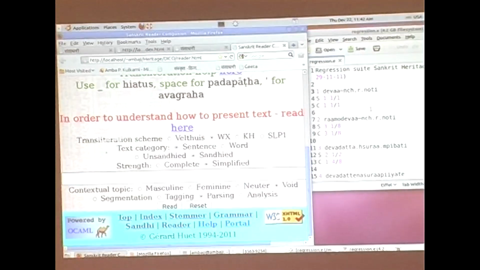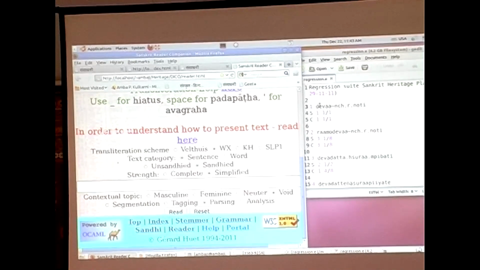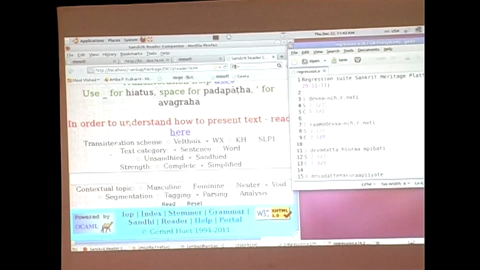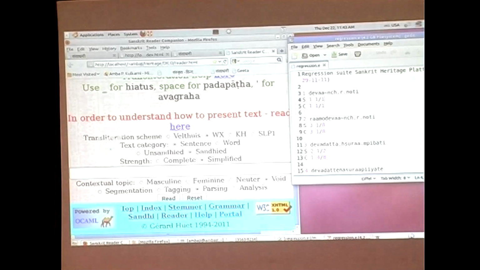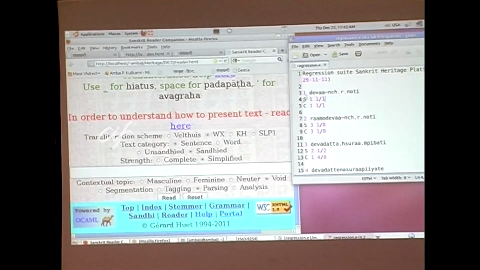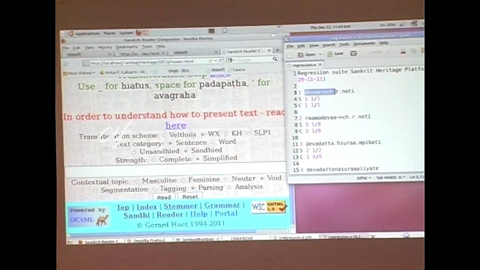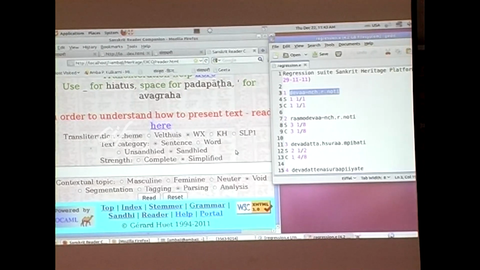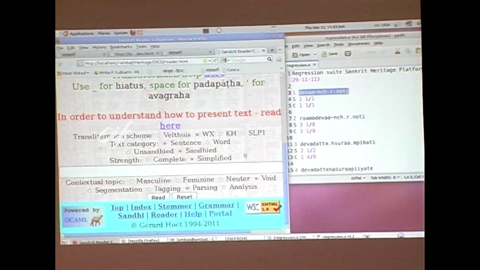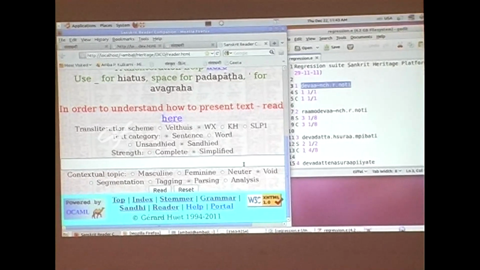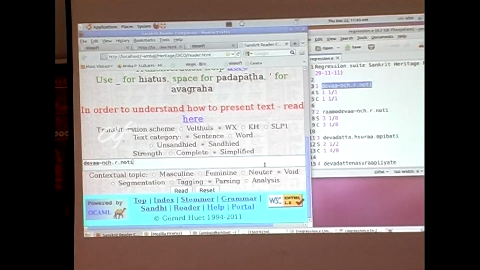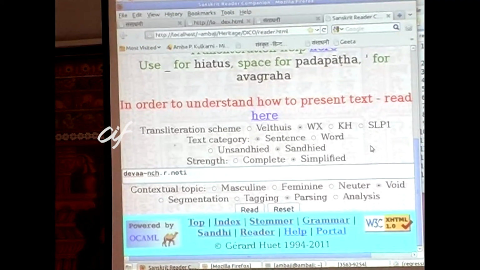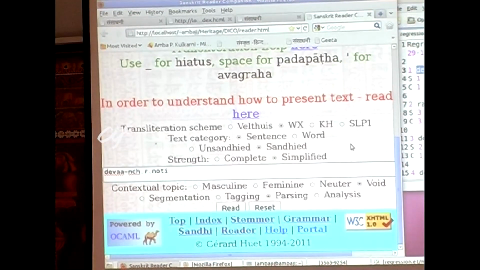So I'm starting with a very simple example. Devan Srinati. See? Now, here you have some kind of control panel. So in this window, you can enter the sentence. And here you have a control panel where you can set up various parameters.